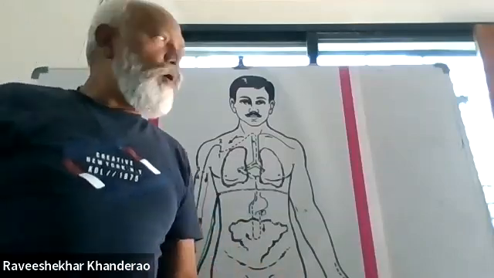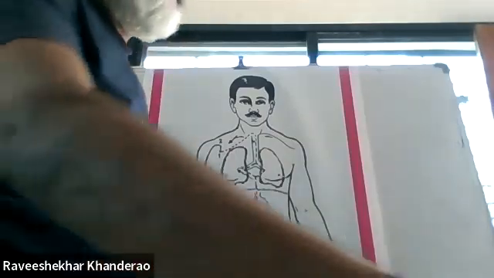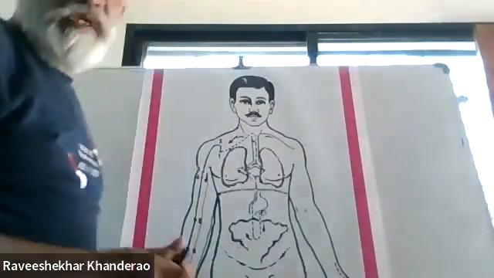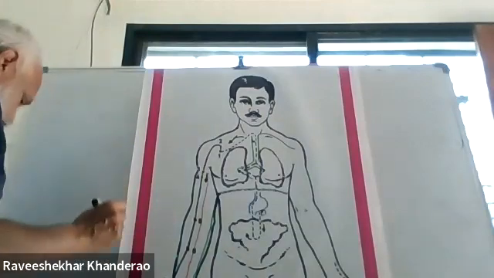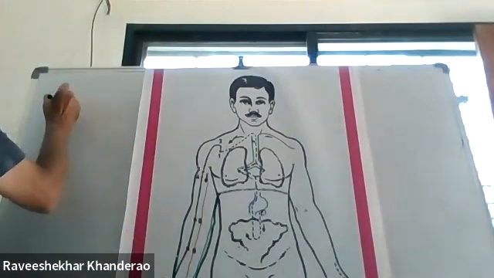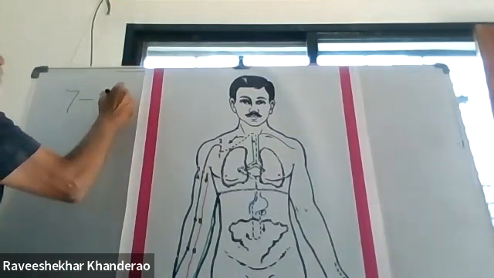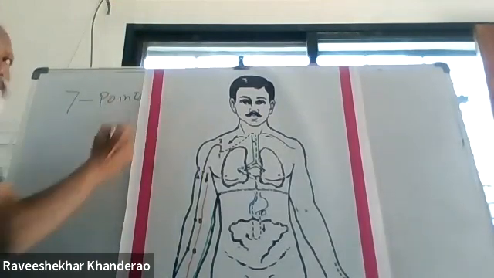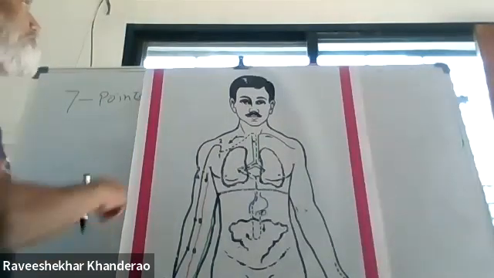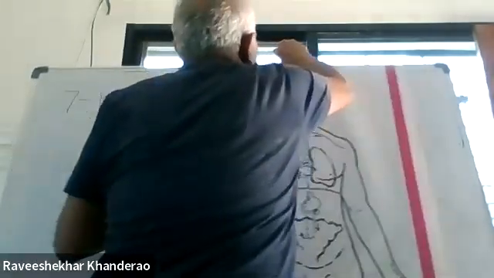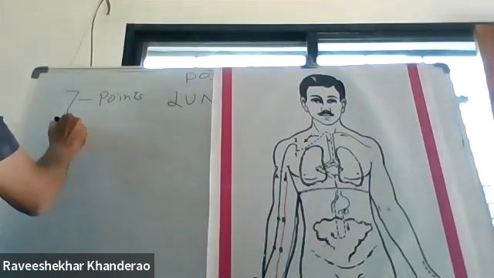So on this meridian we are selecting certain points. We will select 7 points on this meridian, starting from lung 1.